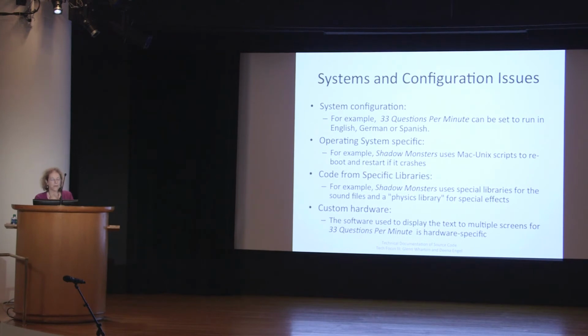One of the biggest issues in terms of preserving software art, and any software, are the dependencies on special libraries. So Shadow Monsters, we found, depended on a series of special libraries, one to play the sound files, one was a physics library. A physics library is code to make things look like they're bouncing, things like that. Those special libraries were no longer available when we were doing the source code analysis. Had that been known sooner, we might have had the opportunity to obtain that source code.